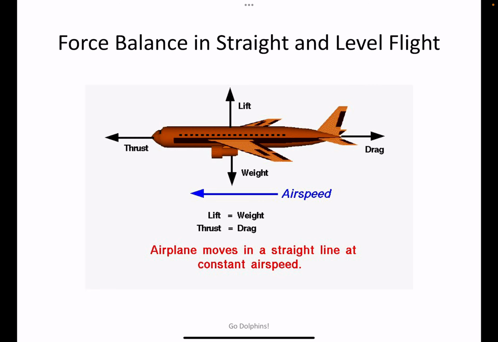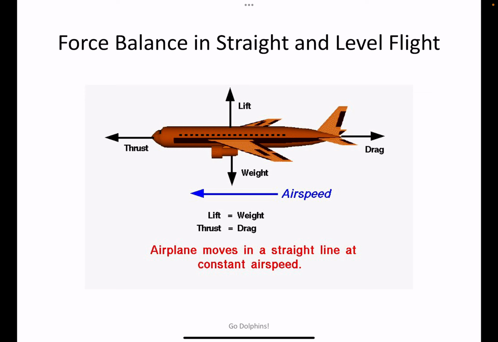This diagram perfectly illustrates the concept. As you can see, we have four forces. The upward force is lift, which is opposed by the downward force of weight. The forward force is thrust, provided by the engines, and is opposed by the rearward force of drag.